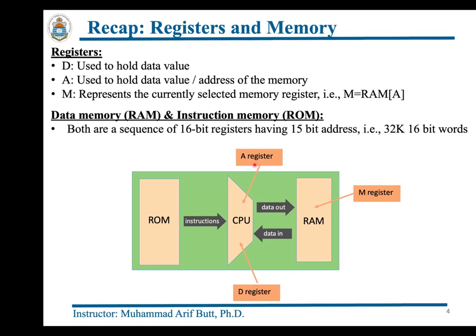If it is the address, then that address might be of some data item inside the RAM, or might be the address of some instruction inside the ROM. The third register is the M register or the memory register, which represents the currently selected RAM register. We will be using this M register whenever we will be reading or writing the data memory or the RAM.